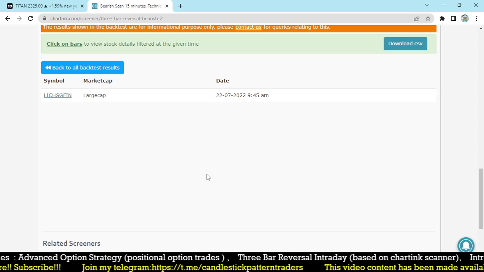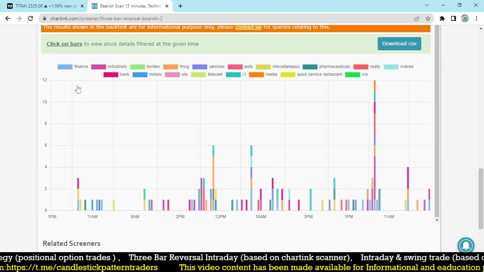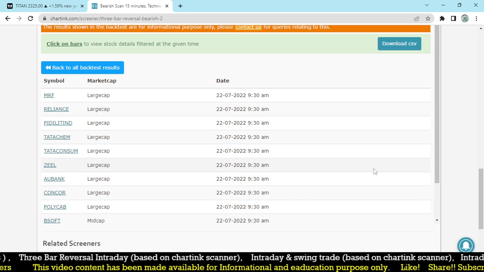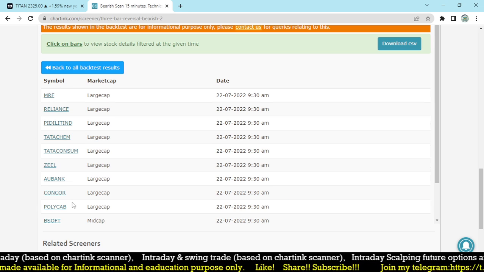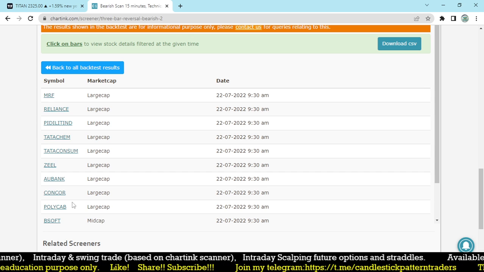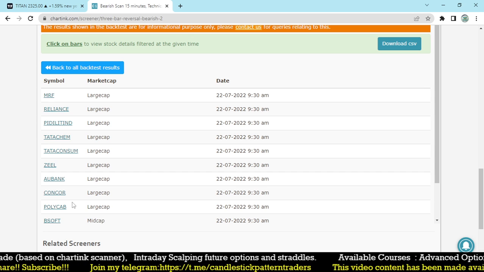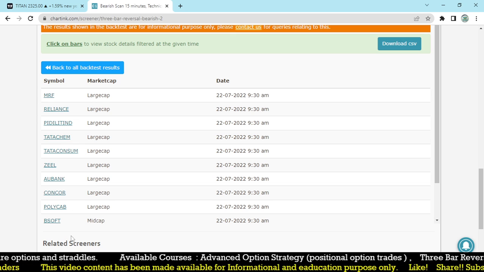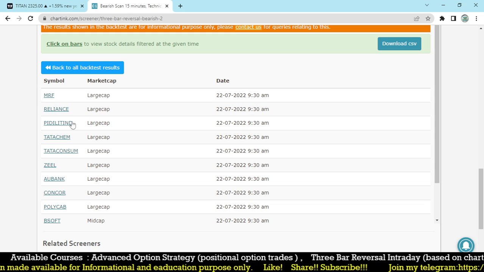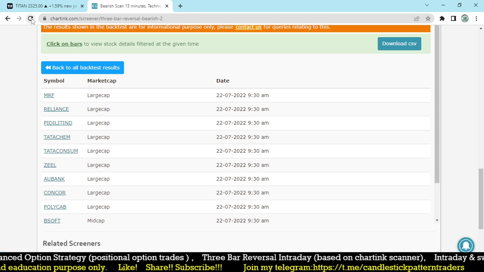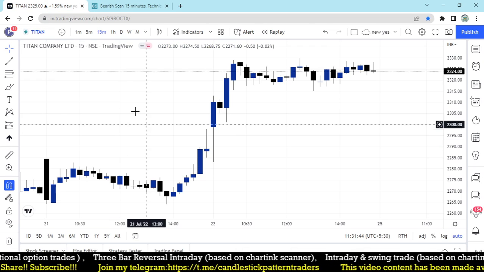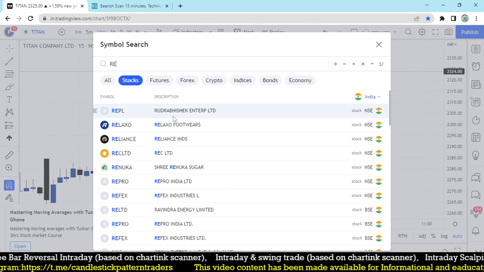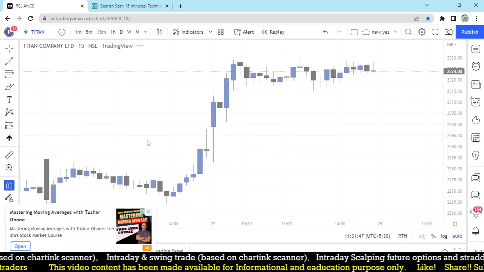Some stocks are present at 9:15, and these are the stocks which calculate the previous day candle. We are not going to compare the previous day candle to trade intraday. Here we focus on the stocks which form this kind of 3-bar reversal. Let's say Reliance in 15 minutes, Tata Consumer, Zee Entertainment. Let's see where the 3-bar reversal candlestick pattern was present.